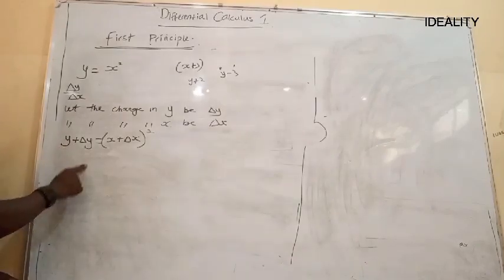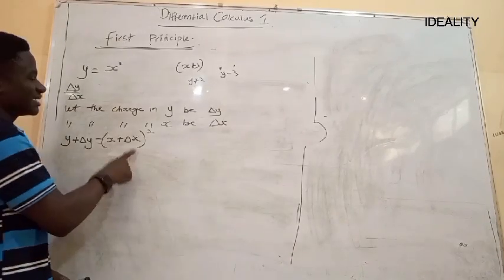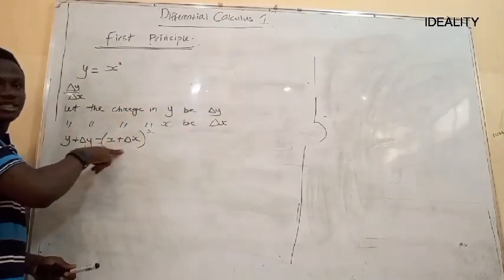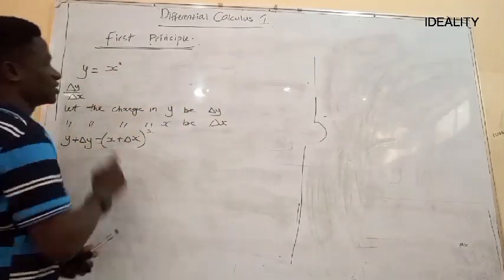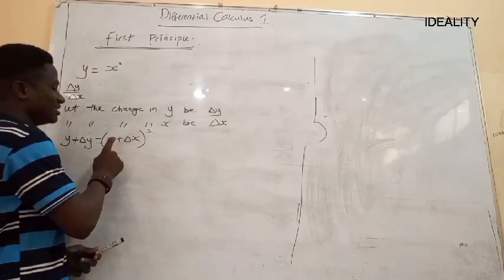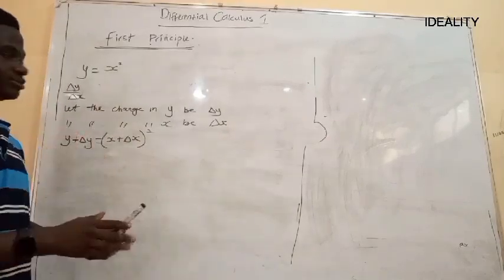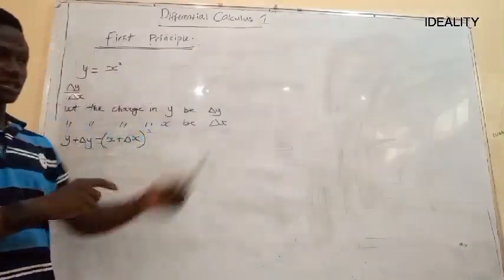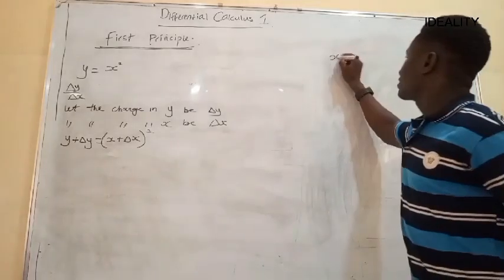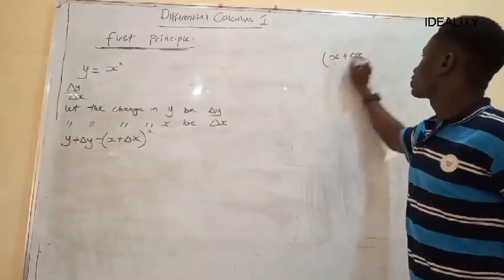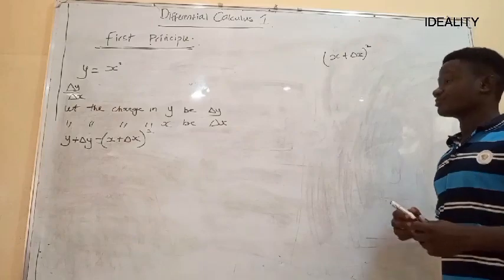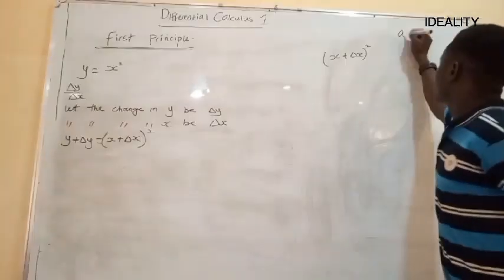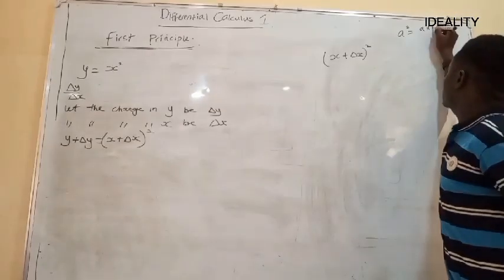So I have y plus theta y is equals to x plus theta x squared. Now, the thing we need to do is to expand this bracket that we have here. How do we expand it? Like I said, I will teach you an expansion that is different from the normal one you know. It's quite different, but you will get it right. Now let's expand this. I have x plus theta x squared. You should know that if I have a squared, it is simply a multiplied by a.